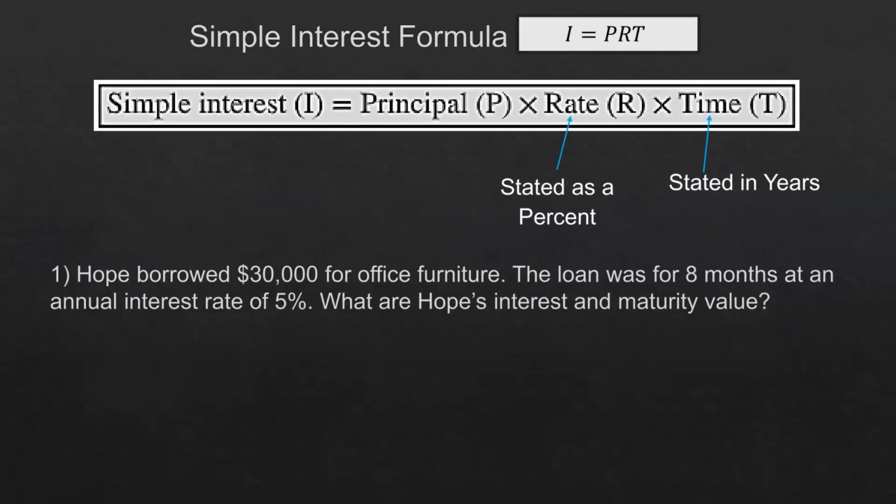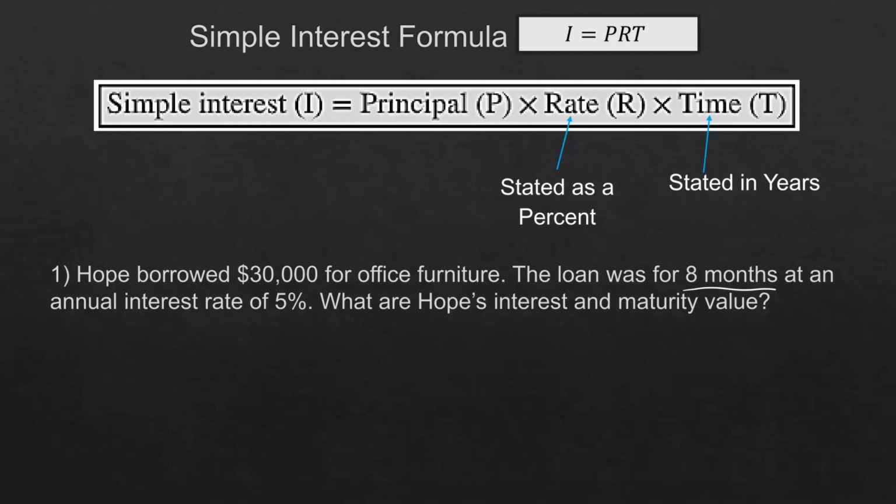The simple interest formula is I equals PRT, and that means that we're going to multiply the principal times the rate times the time. The rate is stated as a percent, but we will change it to a decimal to calculate, and the time is in years. And so if it's not a full year, we'll write a portion of a year. Like this first one we're looking at is going to be for 8 months. So when we set this up with the 8 months, we're going to put 8 months over 12 because that is going to be a portion of a year.